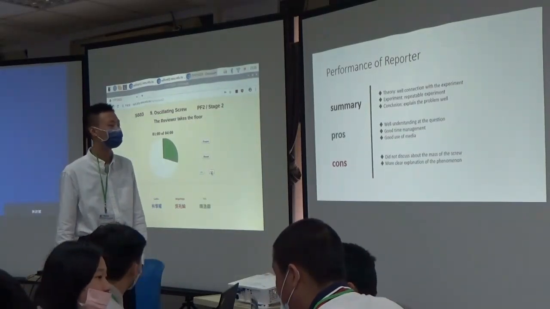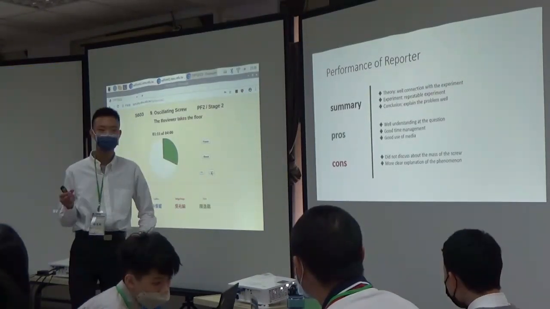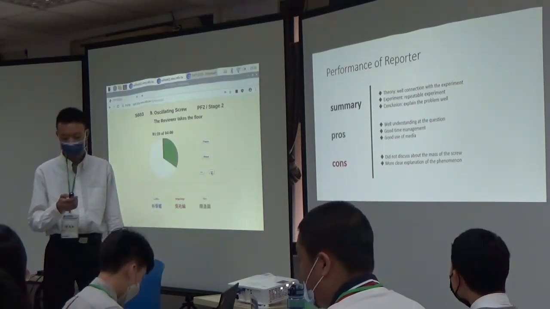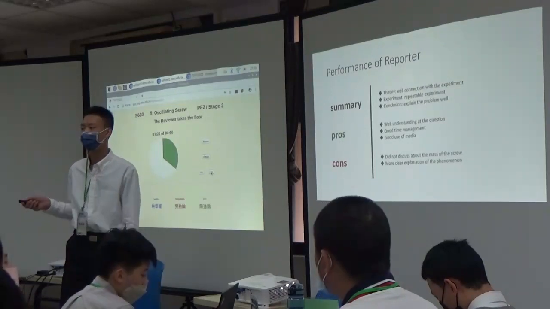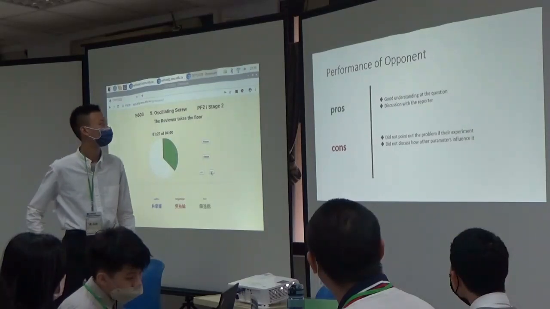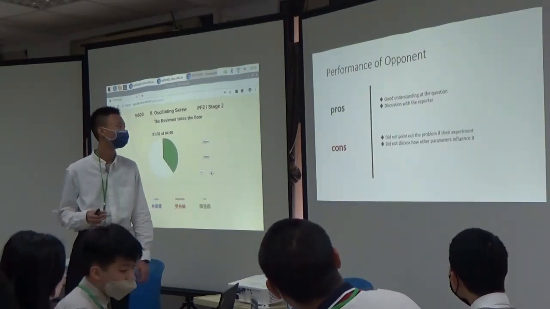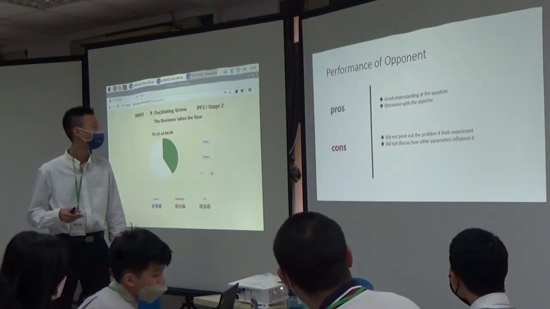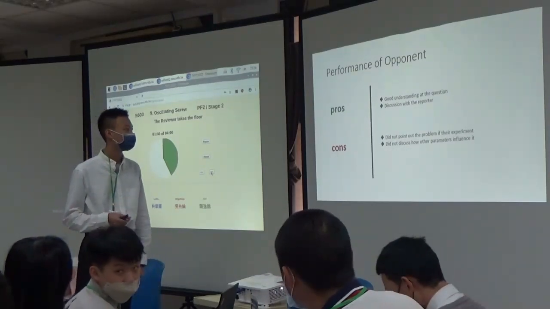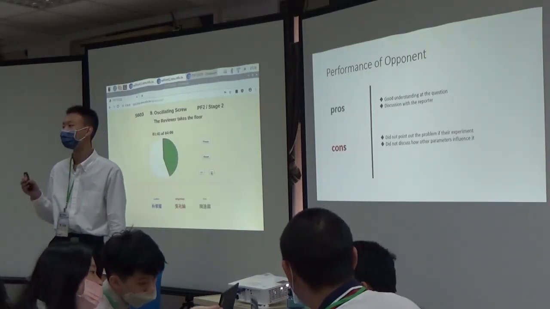However, they did not discuss the mass of the screw, and if the length of the screw increases, the mass may also increase. And I think they should have a clearer explanation of the phenomena. And for the performance of the opponent, they also have a good understanding of the question and had a good discussion with the reporter. However, they did not point out the problems of this experiment, and they did not discuss how other parameters might also influence the results of the experiment.